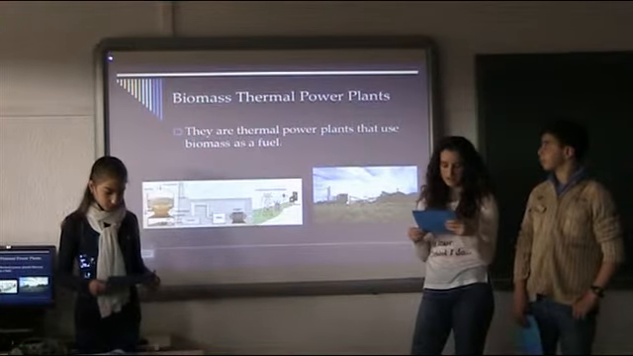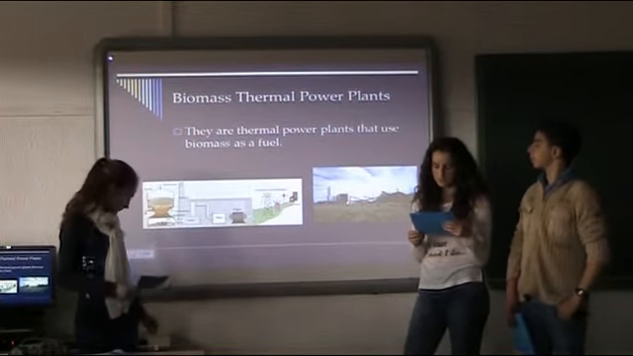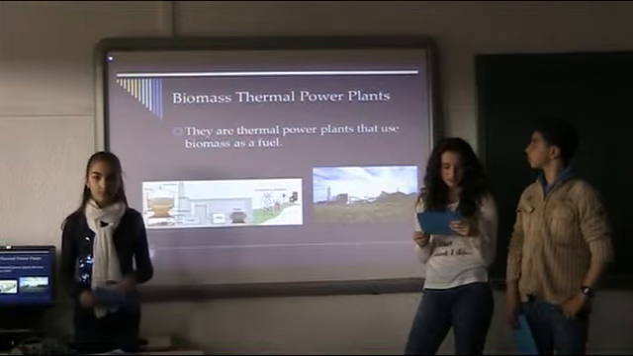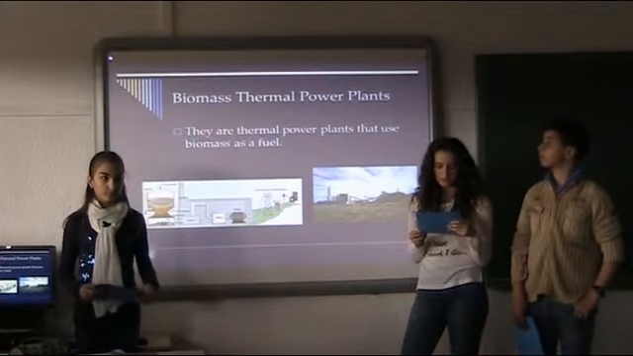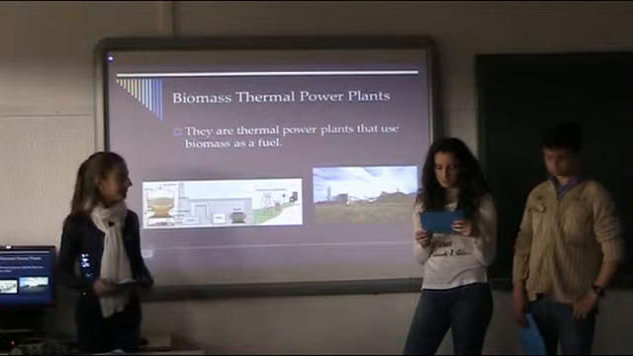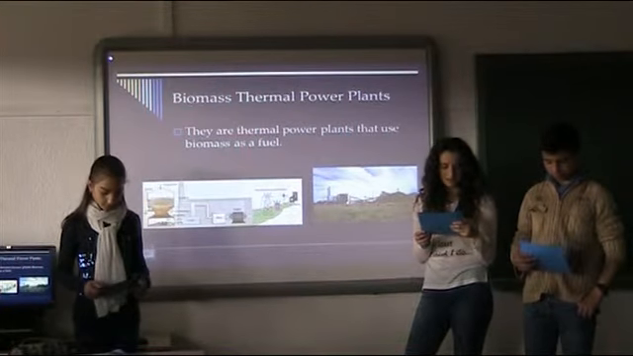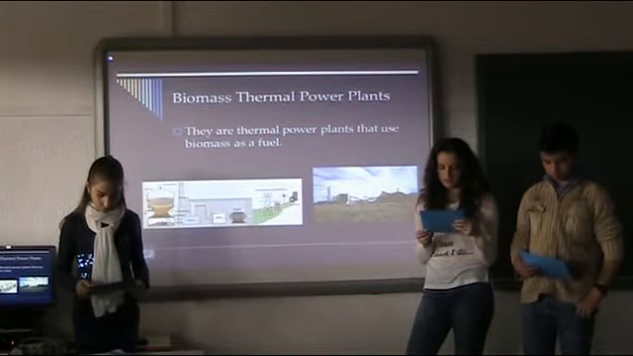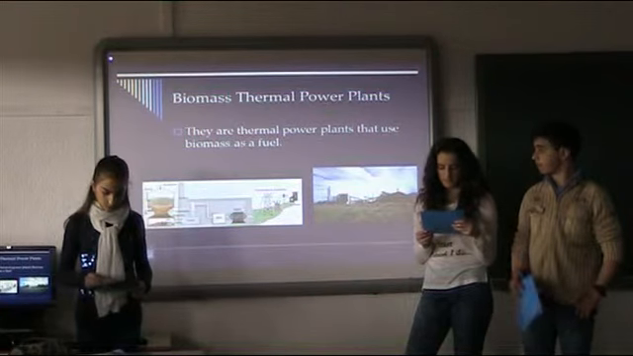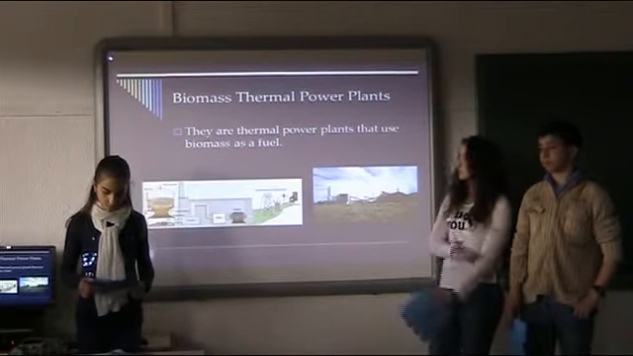The third type are biomass thermal power plants. Biomass consists of an organic compound that is produced through natural processes. Biomass thermal power plants are thermal plants that use biomass as fuel. Here are some pictures.